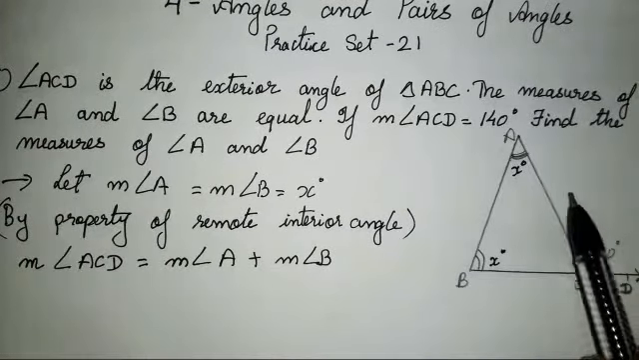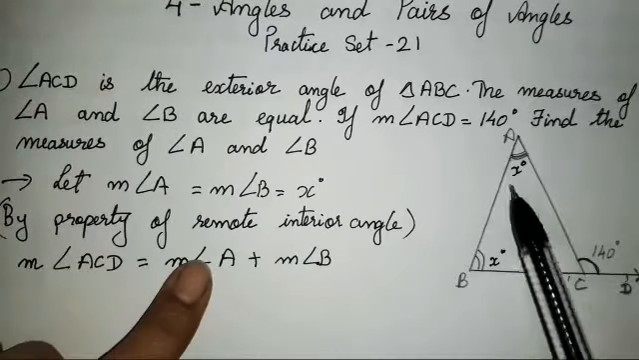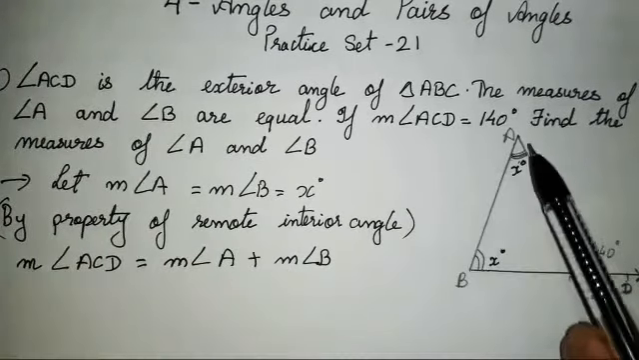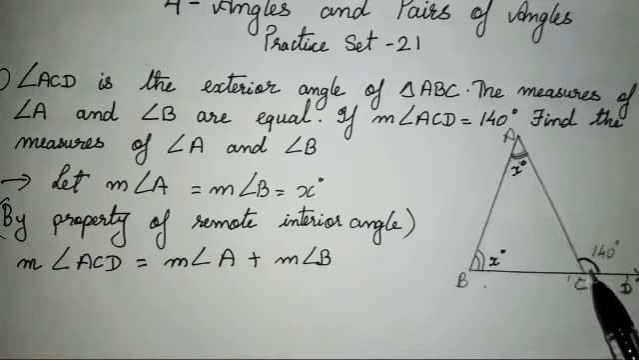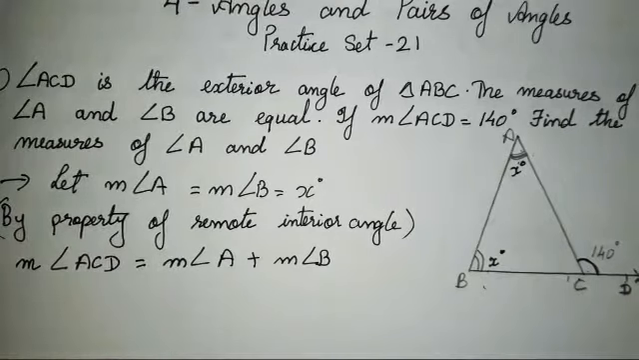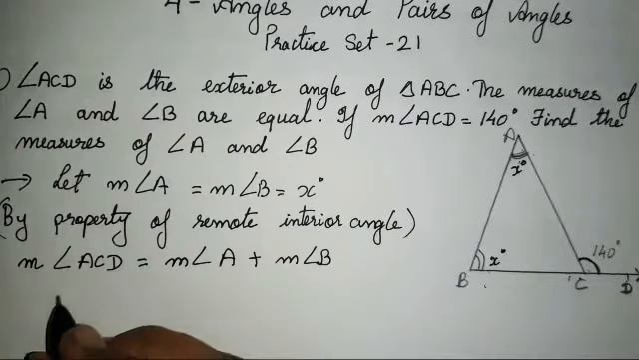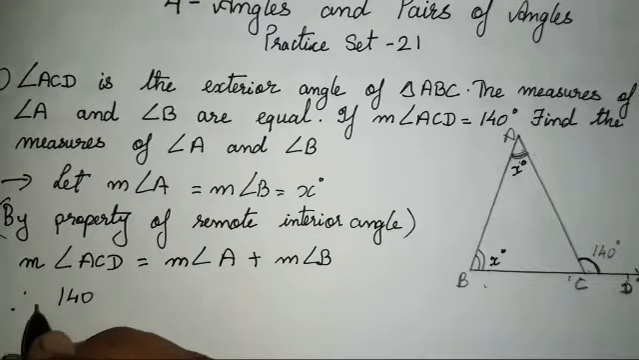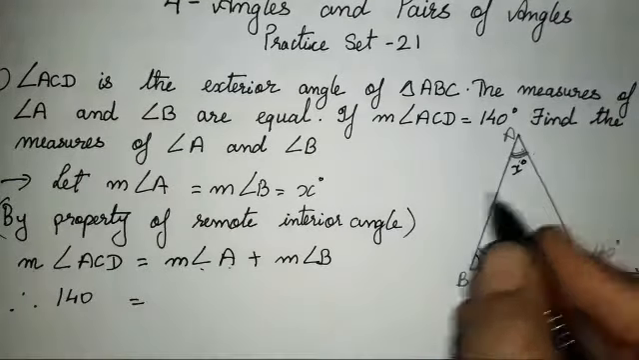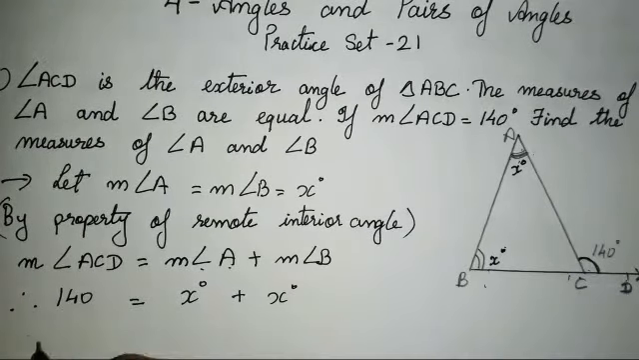That means this angle ACD is equal to angle A plus B. मतलब इन दोनों को प्लस किया तो ये वाला एंगल मिलने वाला है. That means remote interior angle. Okay, so we are having ACD as 140. A we have taken x degree, B also we have taken x degree. So this is going to be 140 is equal to 2x.